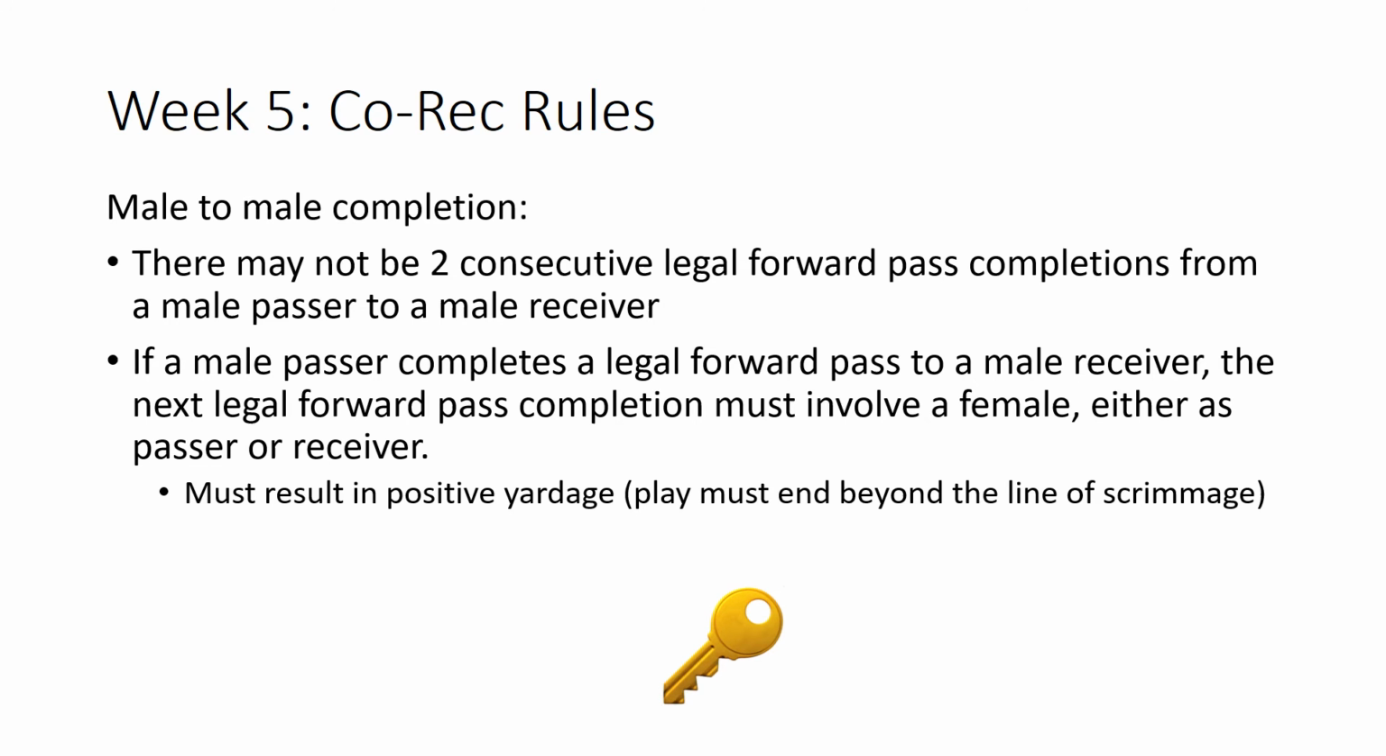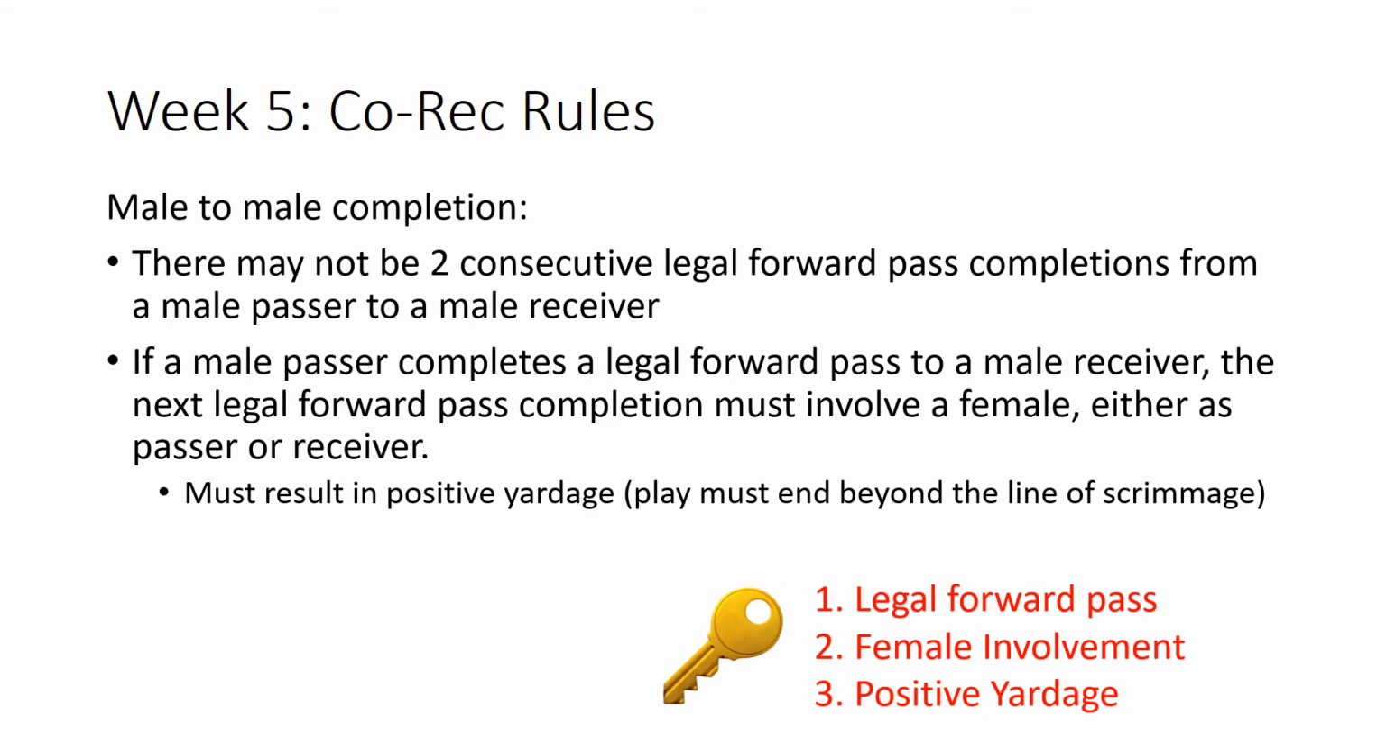The key to remembering this involves 3 points: a legal forward pass, female involvement, either as the passer or the receiver, and positive yardage at the end of the play. Memorize these 3 points, and you will be able to tell whether a play is open or closed every time.